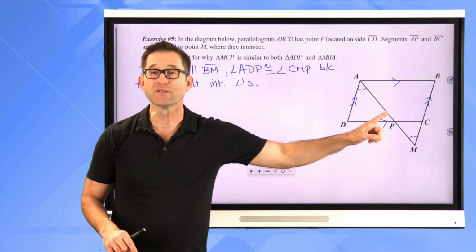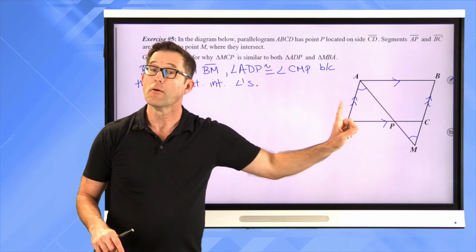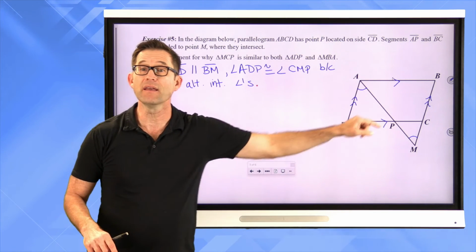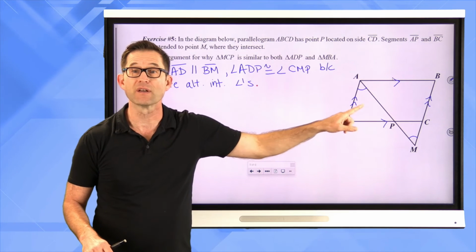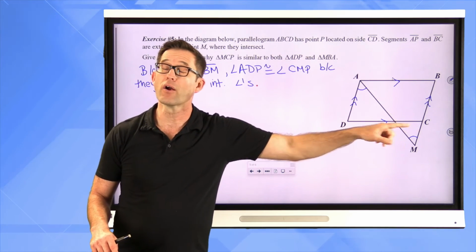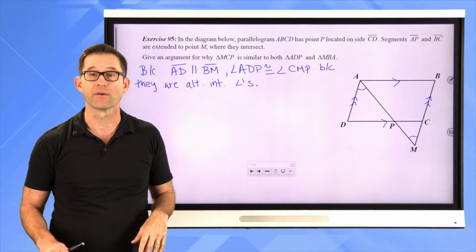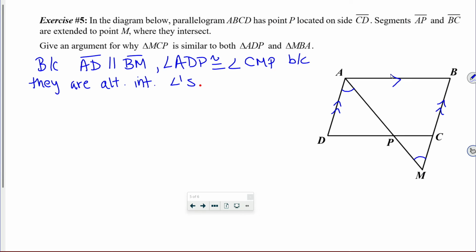I think the easiest way is grabbing that pair of vertical angles right there. But again, because AD is parallel to BM, you could also claim that this particular angle here is congruent to that particular angle there because they're also alternate interior angles. But I'm going for the low-hanging fruit, as we like to say, and I'm going to grab my vertical angle pair. I'm going to go with these two.